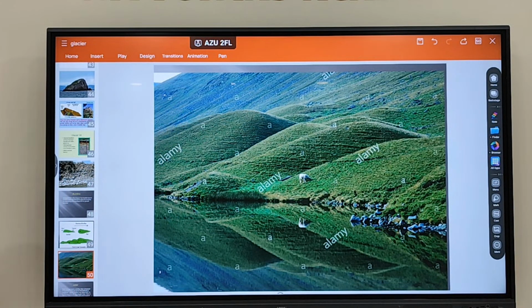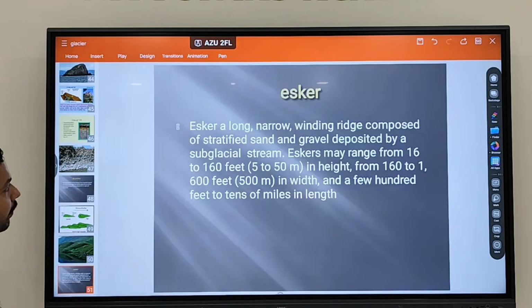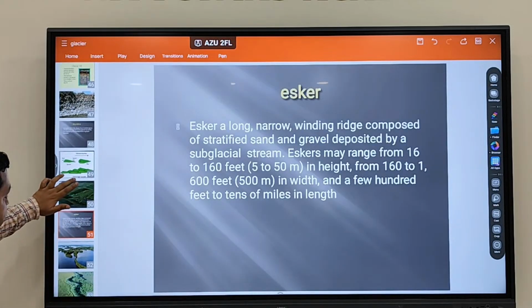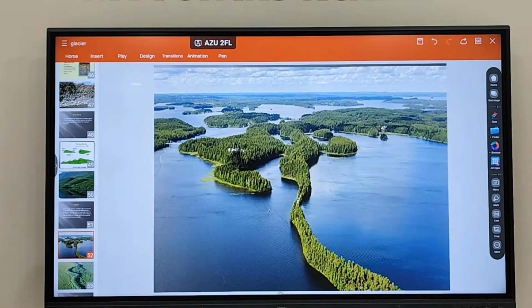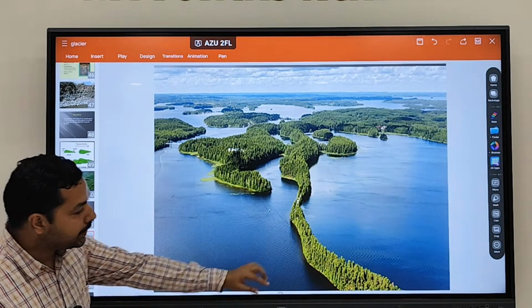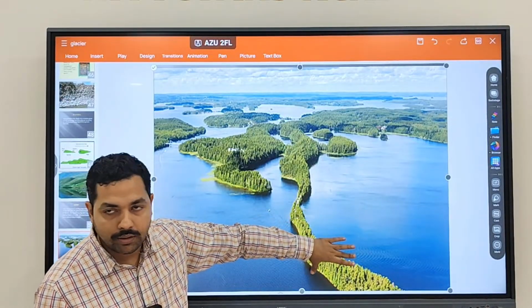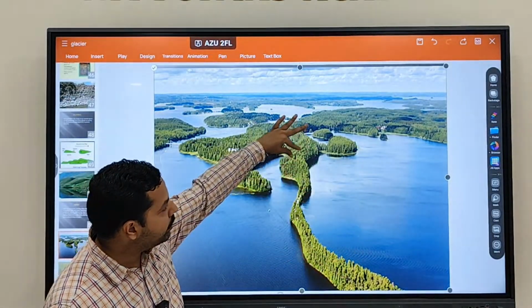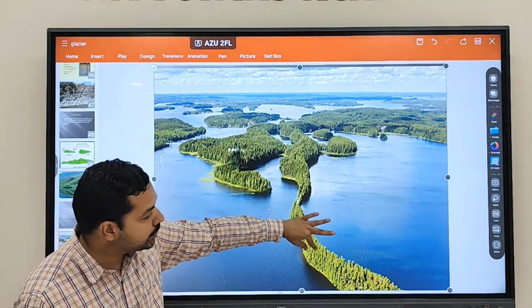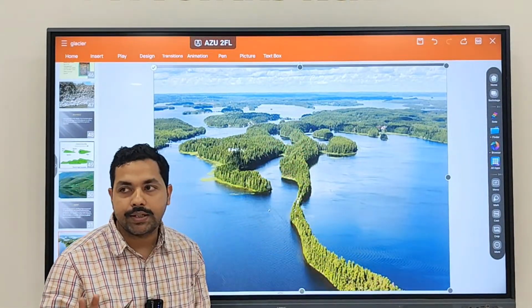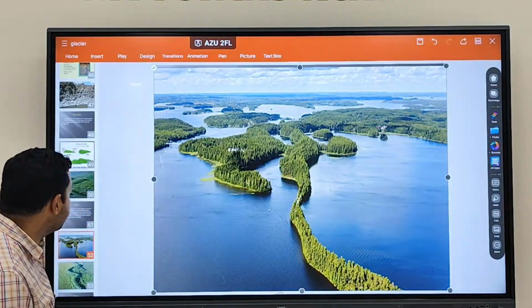The last that you find is Esker. So basically this is Esker. What you are seeing is a narrow region. This long narrow region is referred to as what? It is referred to as an Esker. Clear?